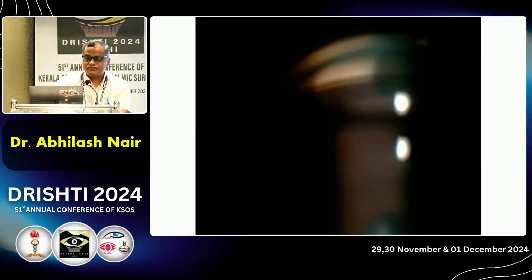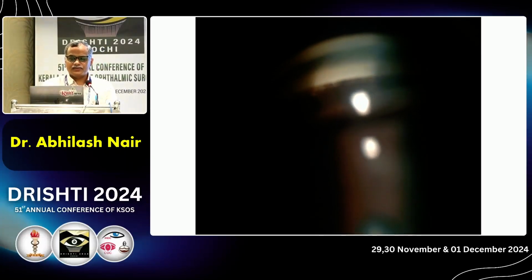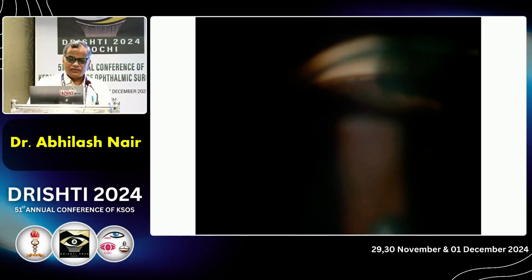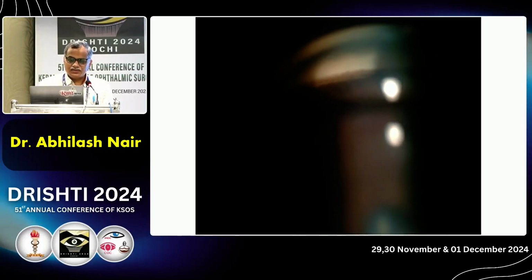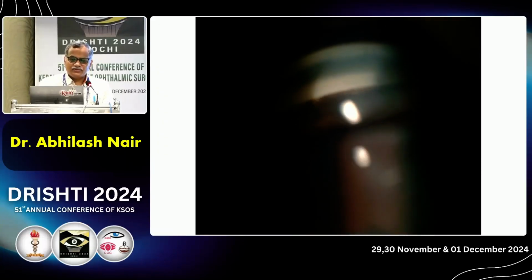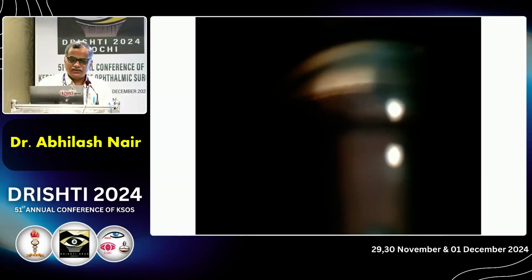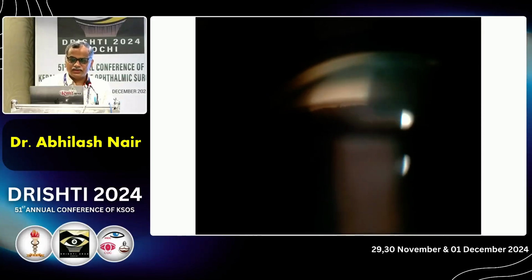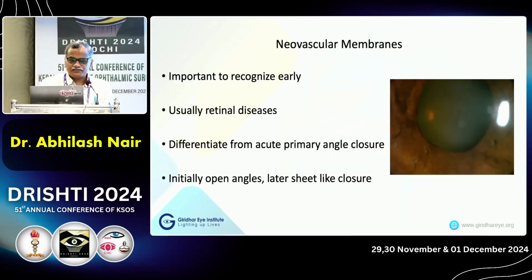So, this is a video of a gonio done in a patient who has recovered from uveitis. The inferior angles, you can see it's all cluttered with pigments and clumps, and fortunately the PAS has not developed, but you can see how bad the angle becomes following a case of uveitis.